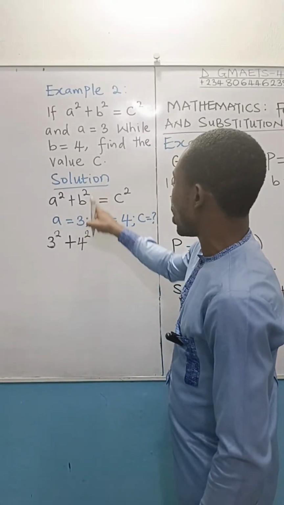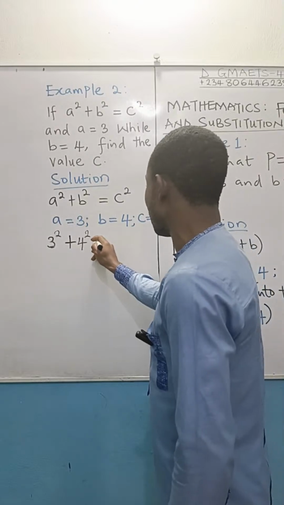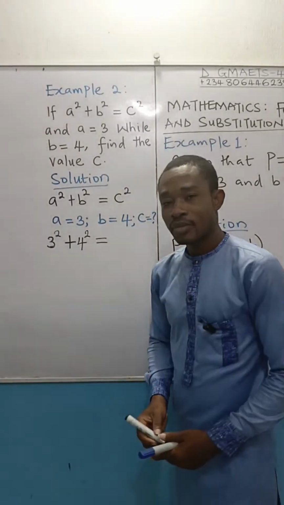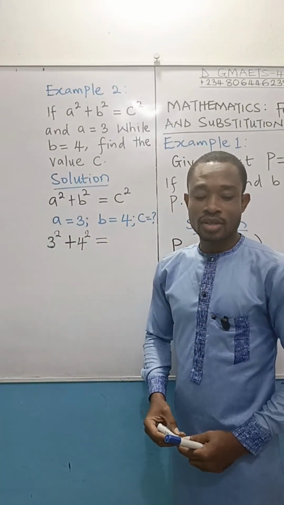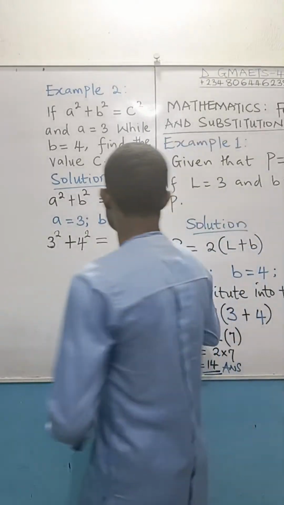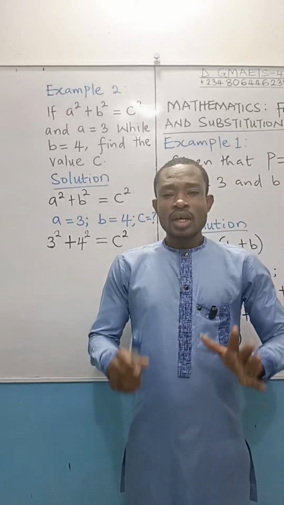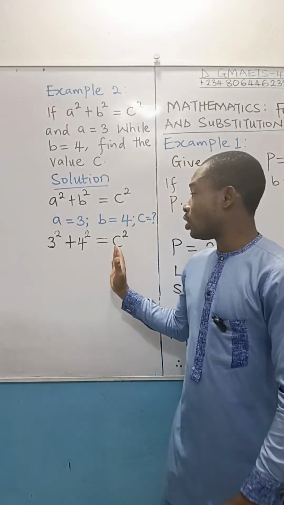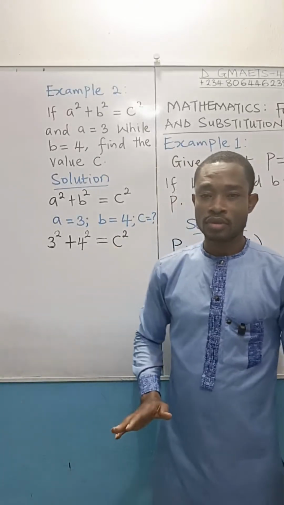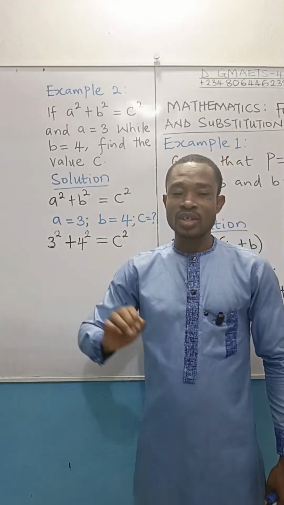After this b squared, which is 4 squared, you have equal to. So you fix your equal to there. And then you now have c squared. But you don't know the value of c. That's what you're looking for. So you're going to write c. Now, what are you going to do? I have done the substitution. It is now to simplify whatever we have there.